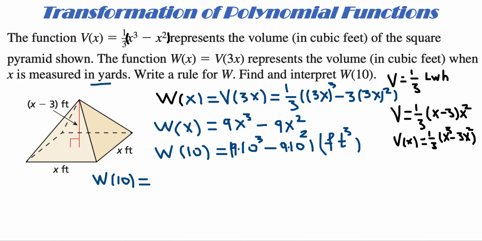What do we have here? We can factor out 10 squared: 9 times 10 squared. 10 squared is 100, times 9 is 900. And here I have just 10, and this one is minus 1. And this is in cubic feet. Now 900 times (10 minus 1), which is 9, so 9 times 900 is 8100 cubic feet.